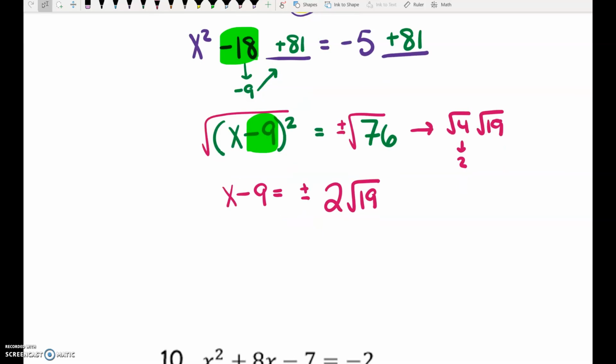And then to finish this off, add 9 on both sides. X equals 9 plus or minus 2 times the square root of 19.